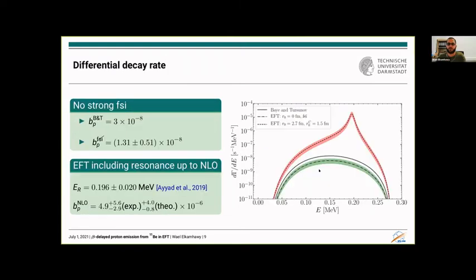So in this effective field theory, we include the resonance with up to next to leading order with two unknown parameters, the scattering length and the effective range, that can be calculated into a resonance position as well as a resonance width. And then we used as an input for our analysis the resonance energy from the experiment by Ayat and company.